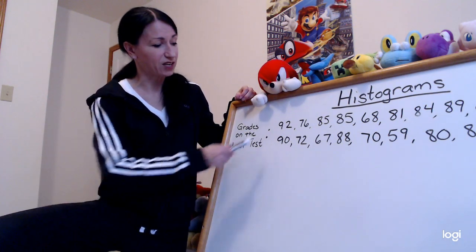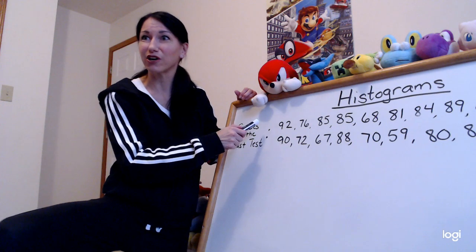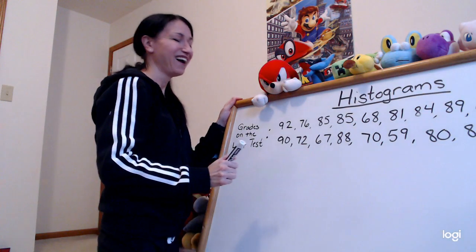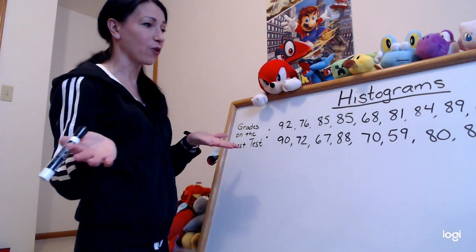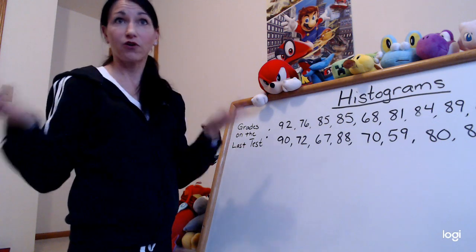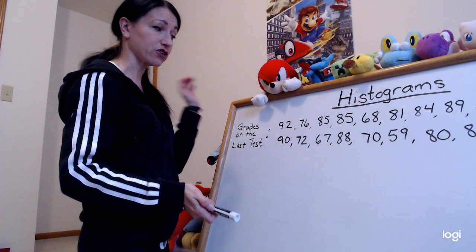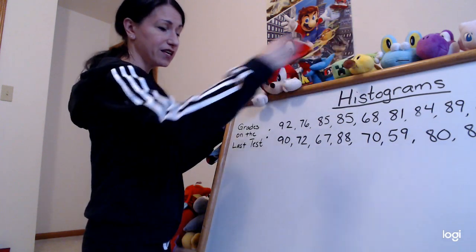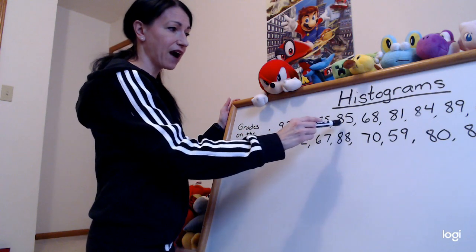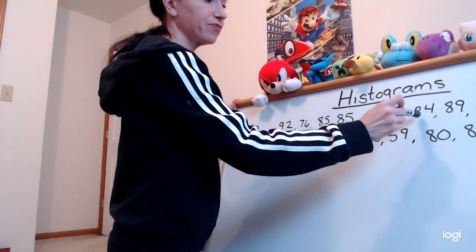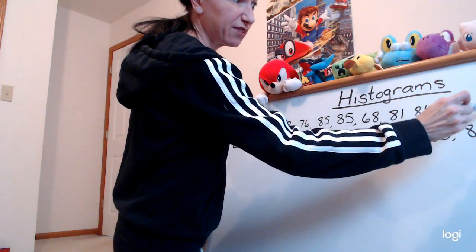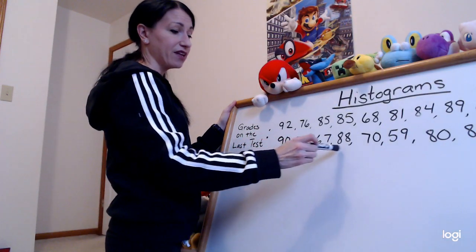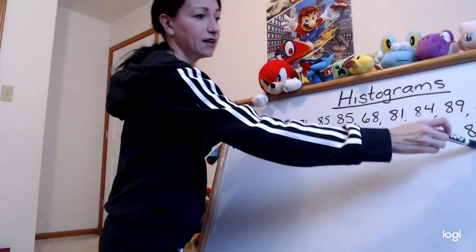So here we go. I don't think Knuckles would actually get a 92. He's not exactly the smartest of the Sonic characters. Let me see out of all, what's the lowest out of all those? 55. So anyhow, I just made up a random group of test scores for my imaginary class of characters. So in this data set, we have all of these scores: 92, 76, 85, 85, 68, 81, 84, 89, 64, 97, 55, 77, 90, 72, 67, 88, 70, 59, 80, 83, and 96.